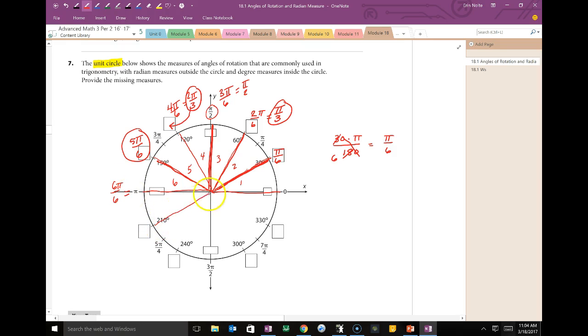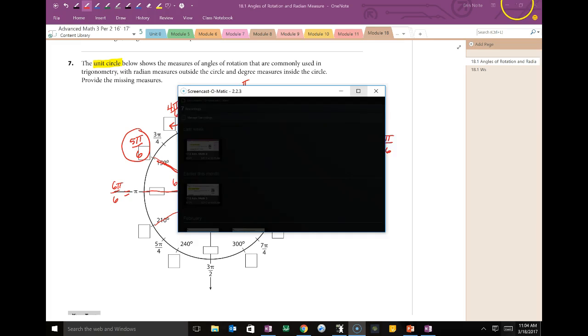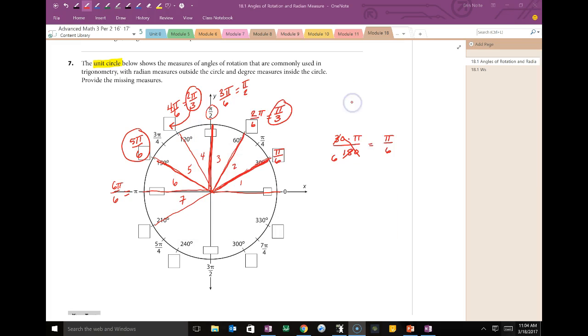Keep going with this. Now we're at 7 pi. Okay, so 7 pi out of 6. Can't reduce. That's the radian measure. Now I'm at 8 pi out of 6. That one can reduce to 4 pi out of 3.